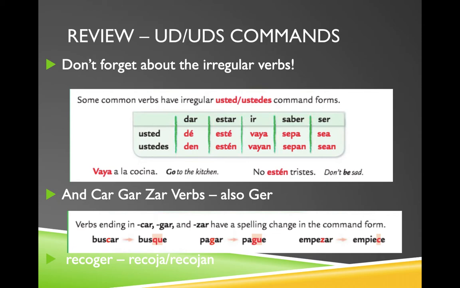Saber, to know a fact or how to do something: sepa, with a P, or sepan. And ser and sean: it is sea, or sean. So be nice: sea simpática. No sea, don't be mean: no sea antipática.